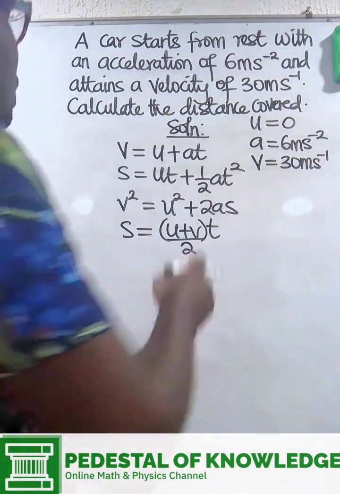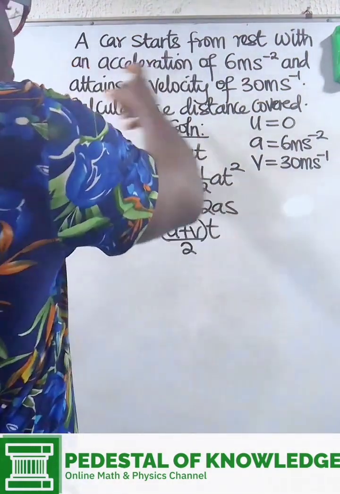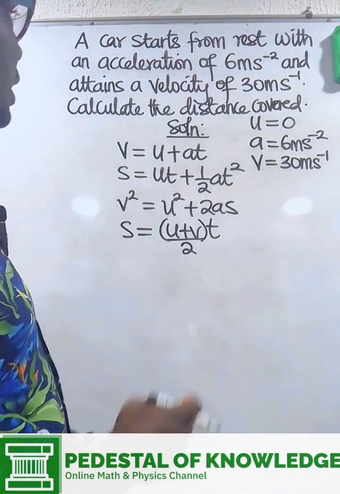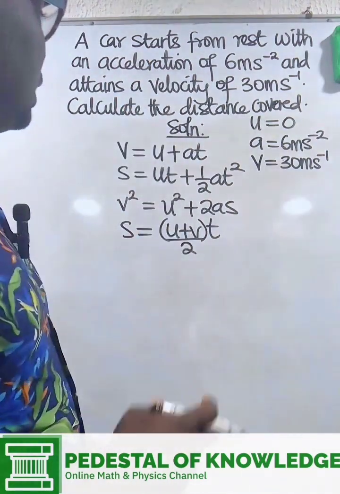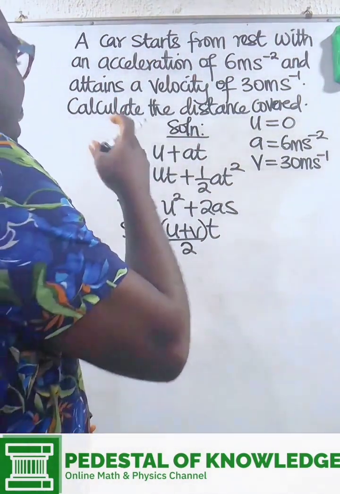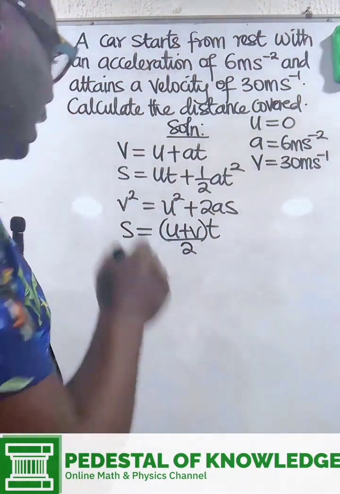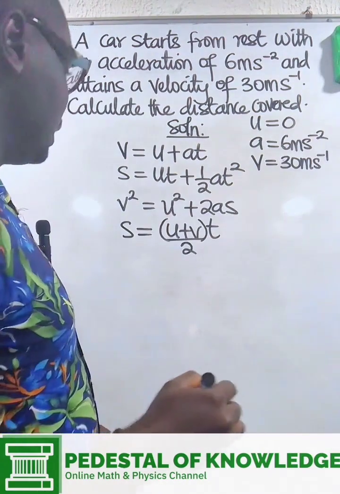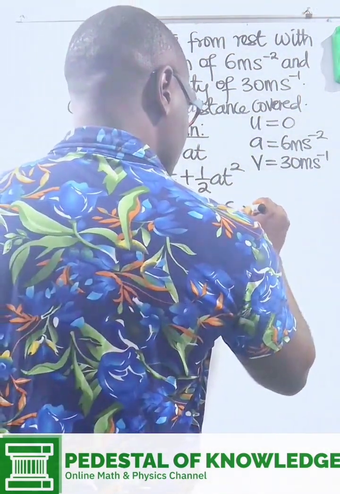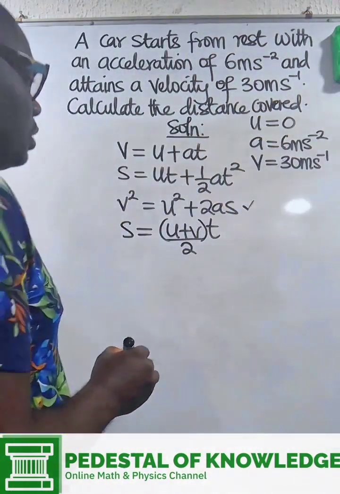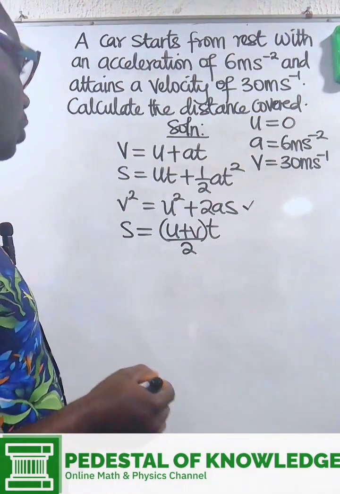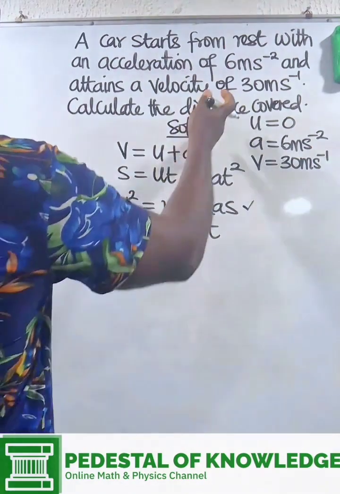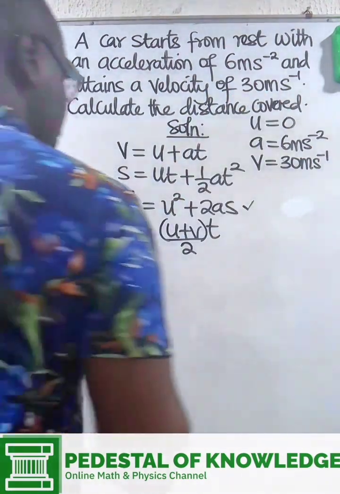Alright, now it is very clear in this question that there is no time given. Since there is no time given, the only equation that will give us a direct answer to this question is the equation that has no t in it. That is the equation that has no time. And it is only this equation that has no time in it. So that is the equation that will give us a direct answer to the question. Alright, now it says find the distance covered by the car.